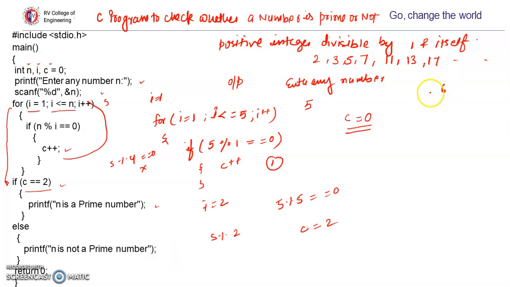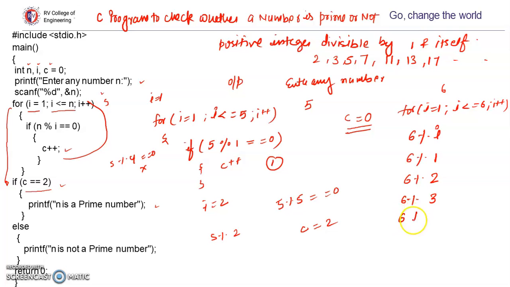So for example, if I take 6, the for loop is from i is equal to 1 till i less than or equal to 6, i plus plus, which means this loop will be executed 6 times, and 6 modulo i we need to check. So 6 will be divisible by 1, 6 will be divisible by 2, 6 will be divisible by 3, 6 will be divisible by 6. Every time it is divisible by i, we have to increment the value of c.